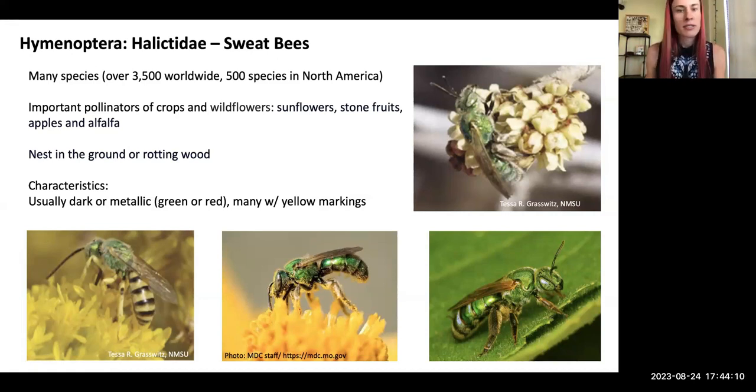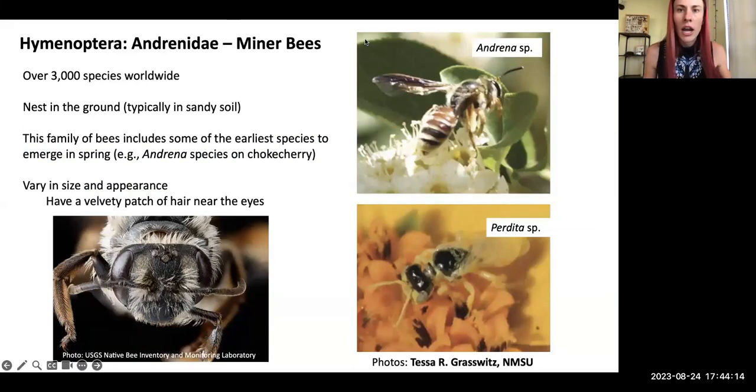And their characteristics, they're typically pretty distinctive. They are, I guess I have, sorry, I need to go back, but I don't know why, I guess I have a timer on, sorry.